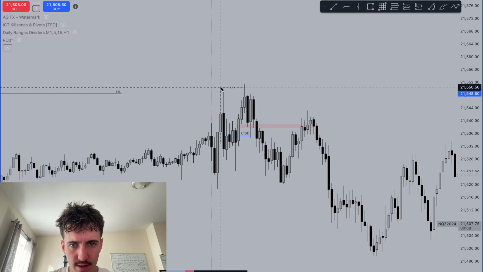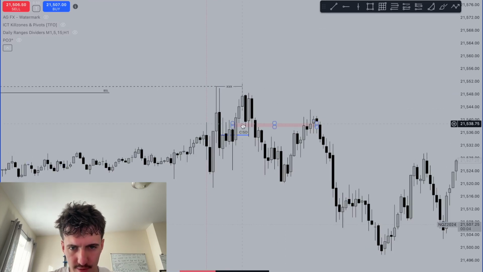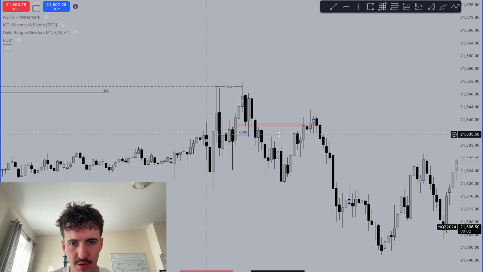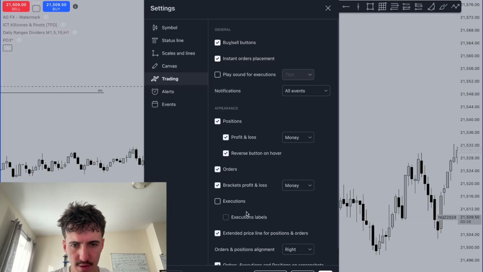So now what do I have to do? I have to find an entry model. So I see we inverse this right here, and once we inverse this, I assume price is going to fall. And what do we do? I don't get in right at the tap. So I enter here. I think if I'm logged in, I can show my execution.